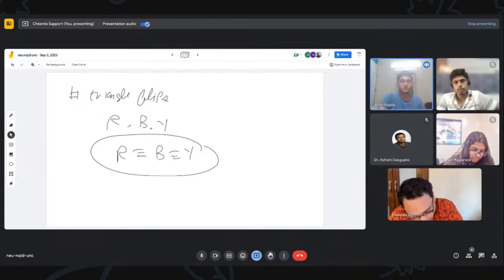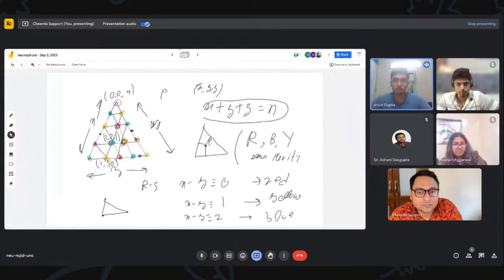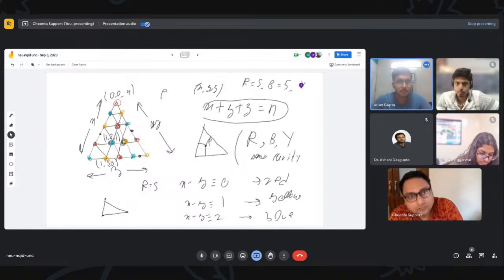So I'm on Jamboard number 15, where I have this thing. So here let's just count. We have R equal to 5, B is also 5, and yellow is just a second. Did I mess up somewhere?